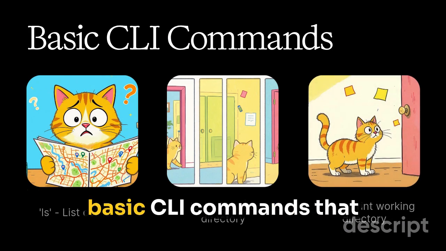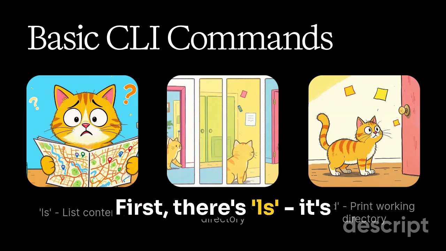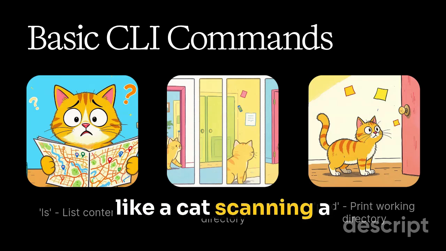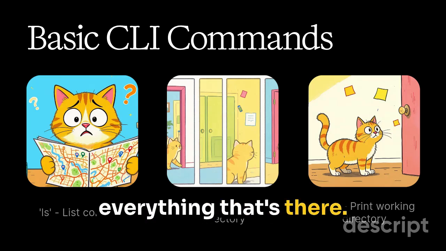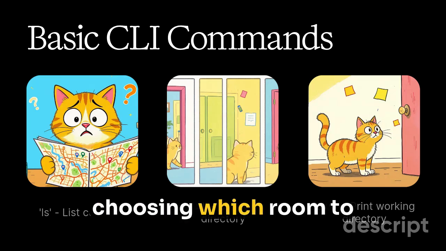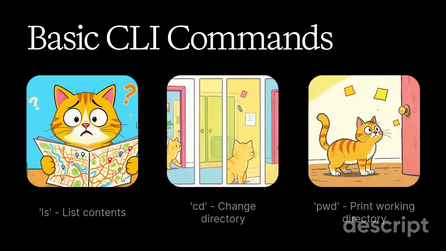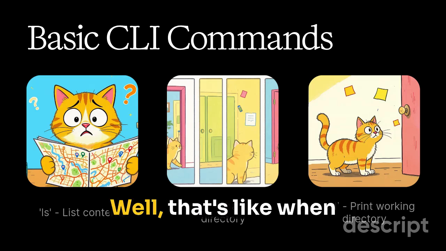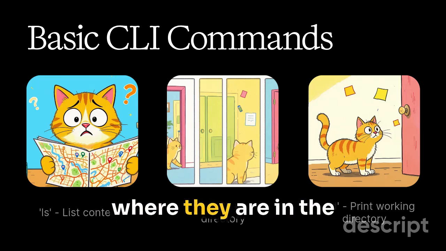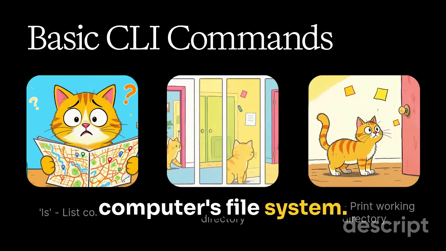Now, let's explore some basic CLI commands that you'll use all the time. First, there's LS. It's like a cat scanning a room, showing you everything that's there. Then we have CD, which is just like a cat choosing which room to explore. It lets you move between different folders. And PWD. Well, that's like when your cat needs to check where they are in the house. It tells you your current location in the computer's file system.